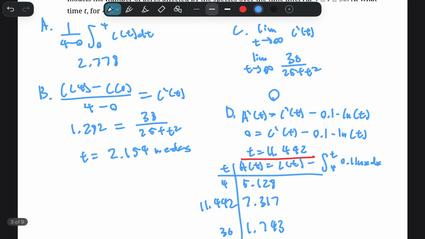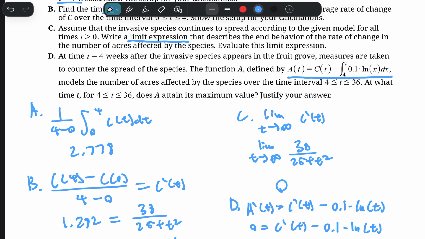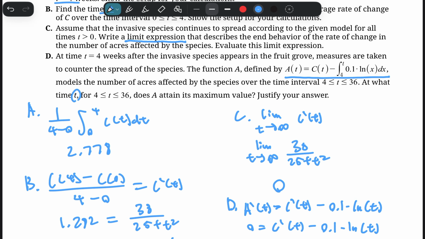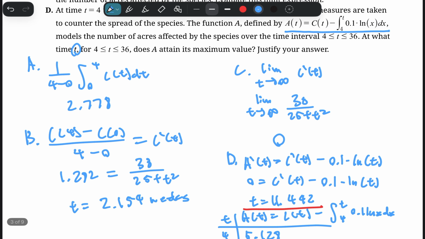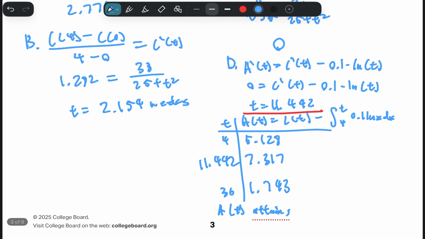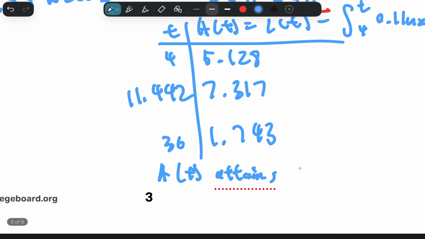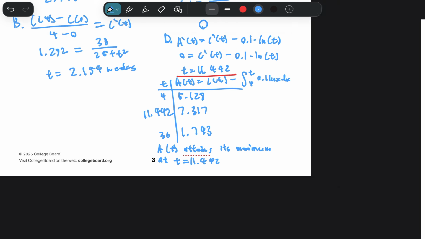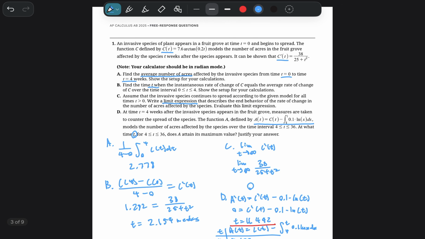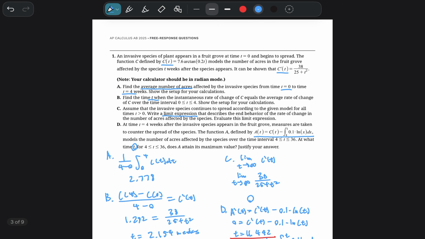Now look at the problem carefully. The problem says at what time t. We're not looking for the maximum value. We're looking for the time t for which A of t attains its maximum. So the maximum is attained at t equals 11.442. So we can say A attains its maximum at t equals 11.442. And that's it. That's the hardest problem on the 2025 AP Calculus AB FRQ.